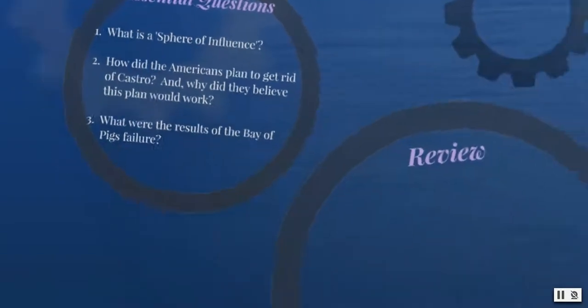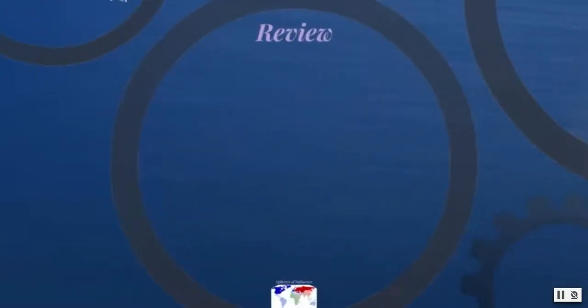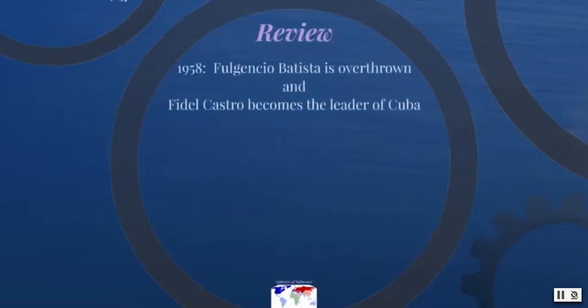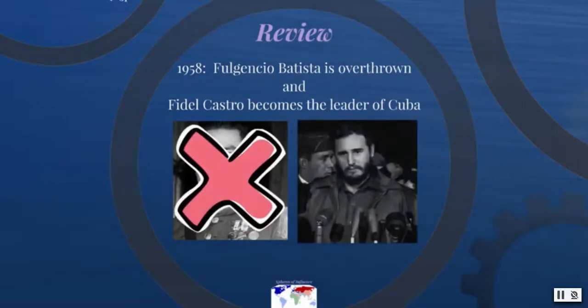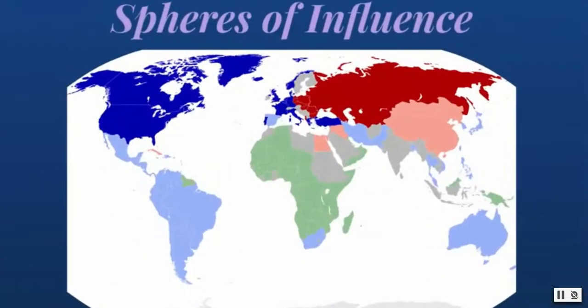So before we start looking directly at the Bay of Pigs invasion, let's have a little review from our last video. In 1958, Fidel Castro overthrew Fulgencio Batista, who was dictator of Cuba, in a 3-year guerrilla campaign, and Fidel Castro became the leader of Cuba. So Cuba became a seemingly communist state within the American sphere of influence. Here's a map of the spheres of influence.